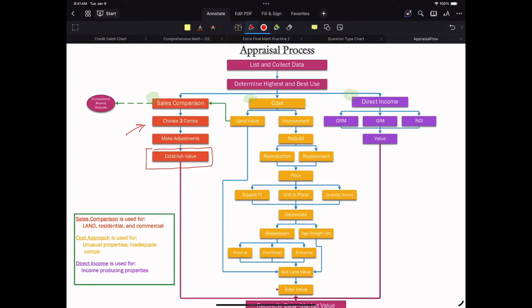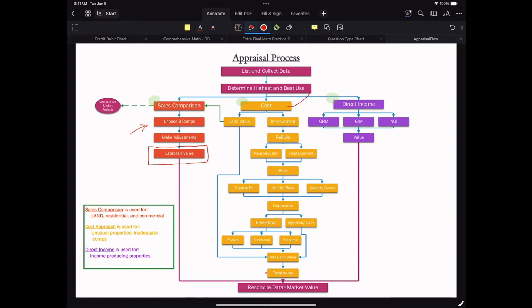What I was going to say is the sales comparison approach is the only way to come up with the value of land. So that's the sales comparison approach, otherwise known as the market data approach. The cost approach is going to be when you find the cost to rebuild, then depreciate it.